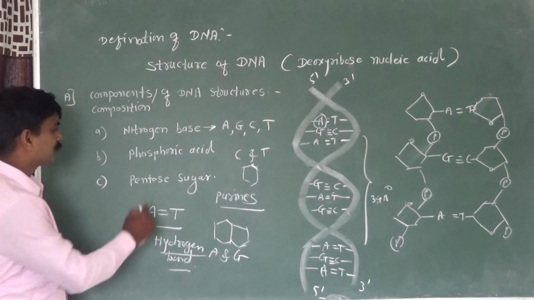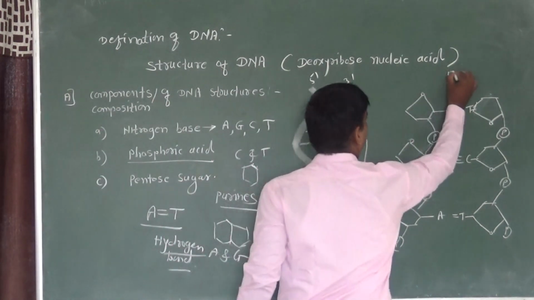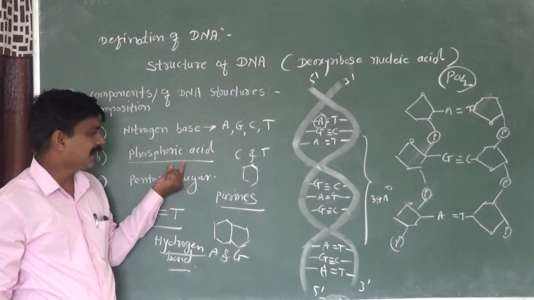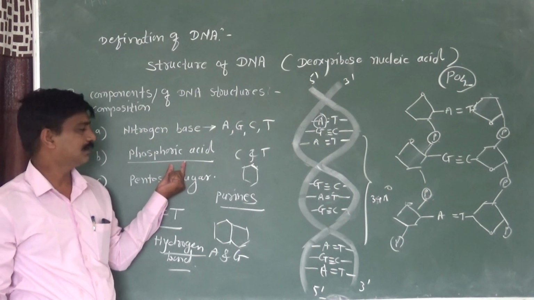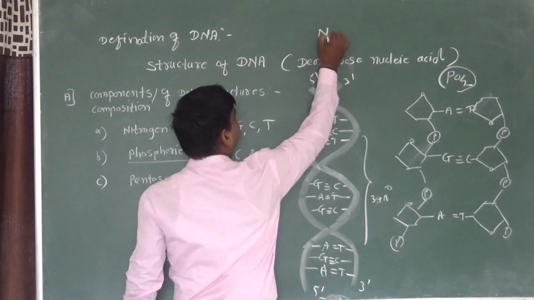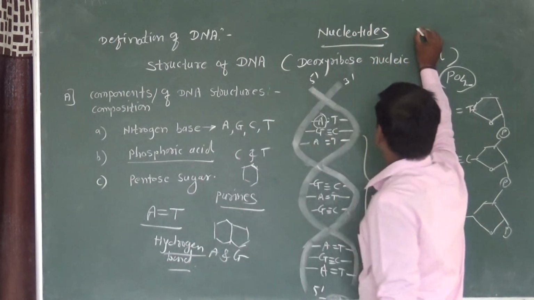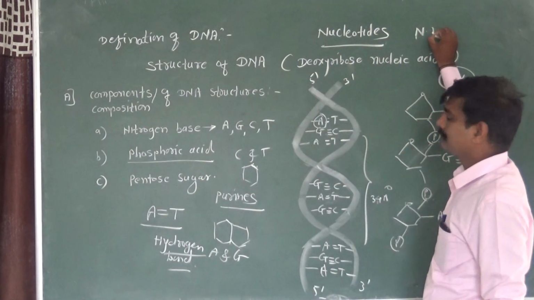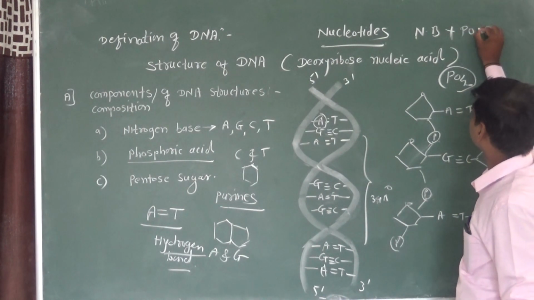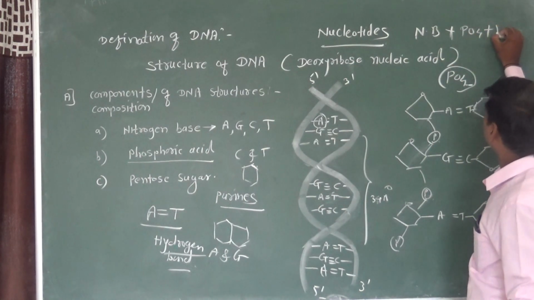Here, phosphoric acid, that is PO4, is attached to the nucleotides. Nucleotides means nitrogen base plus phosphoric acid plus pentose sugar.